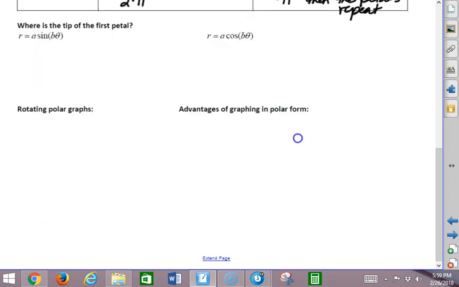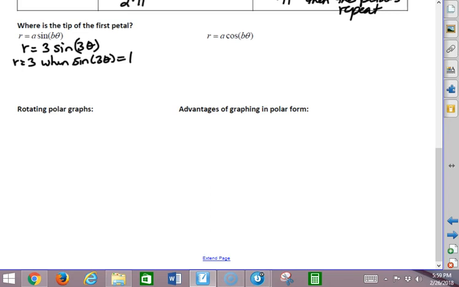Okay, tip of the first petal. Let's look at an example. We have r equals, say, 3 sine of 3 theta. So we know that the longest the petal can be is 3. And r is going to be 3 when sine of 3 theta is equal to 1, because that's the biggest that a sine value can be.